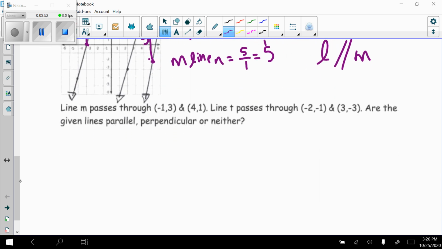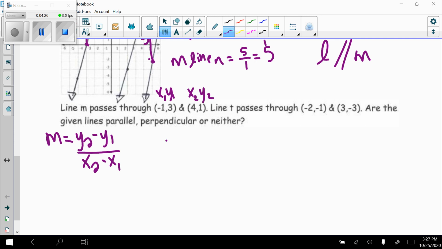All right, next example, it says line M passes through the points (-1, 3) and (4, 1). Line T passes through the points (-2, -1) and (3, -3). Are the given lines parallel, perpendicular, or neither? Remember that last week we looked again at our formula for slope. So that was y2 minus y1 over x2 minus x1. In these ordered pairs, we have x1, y1, x2, y2.